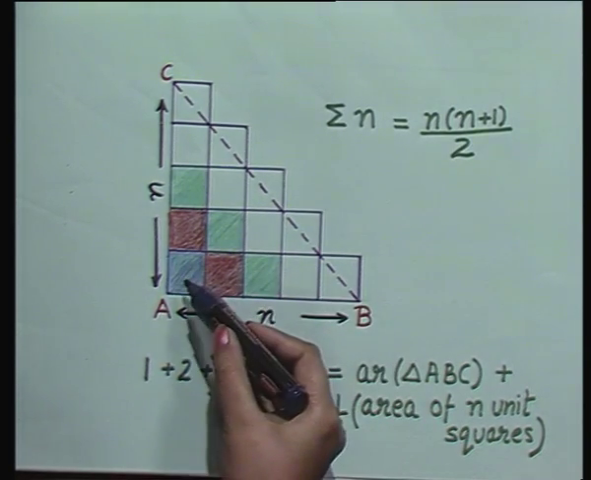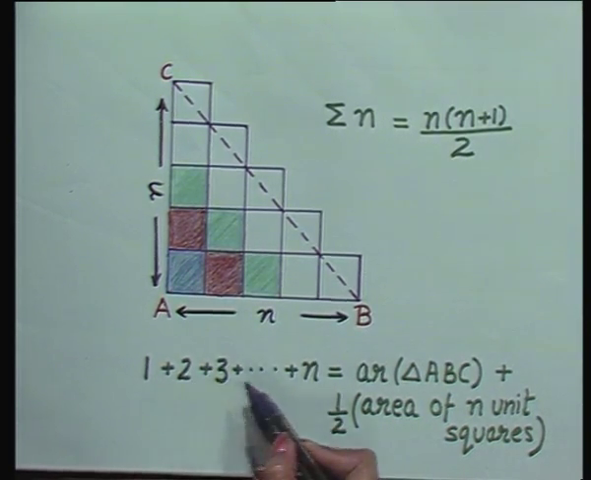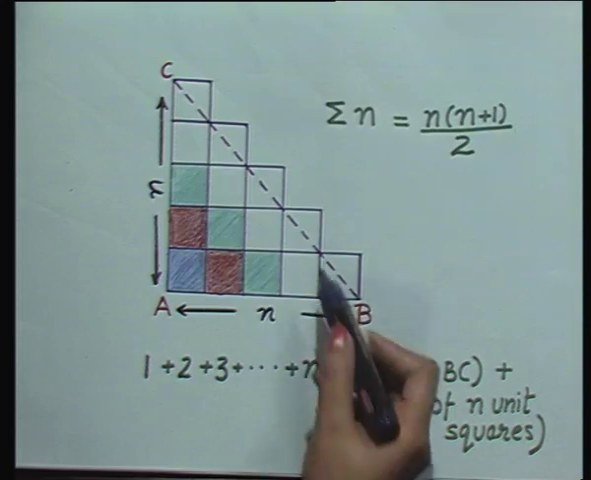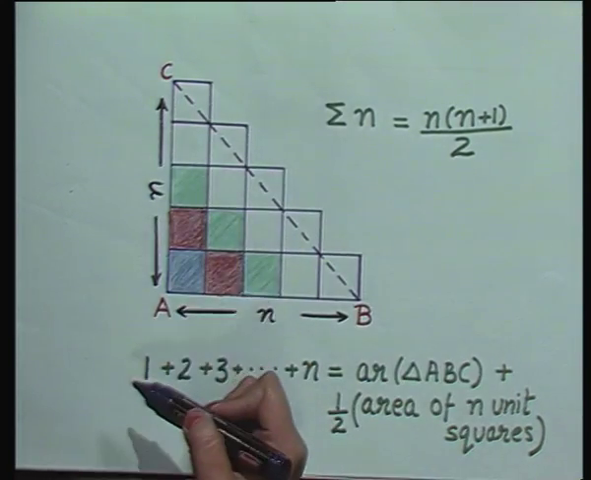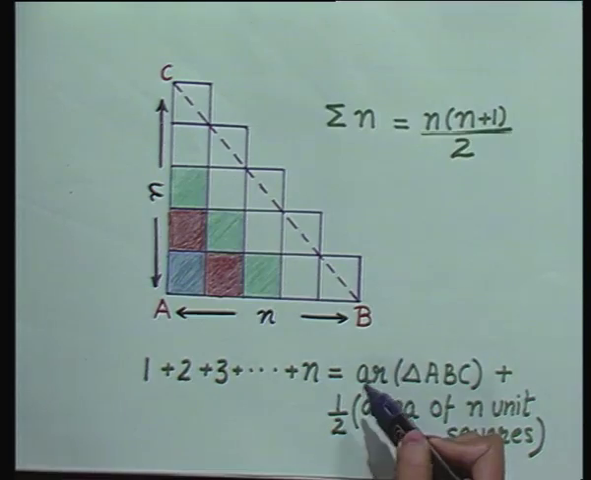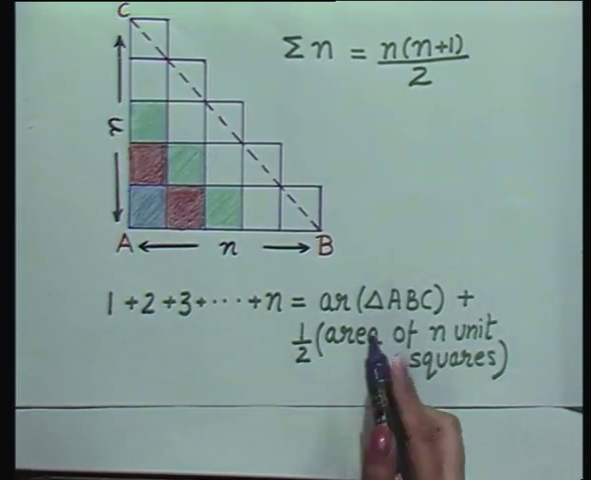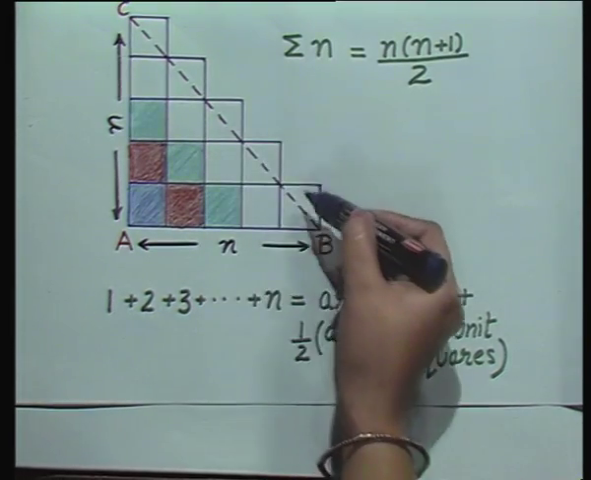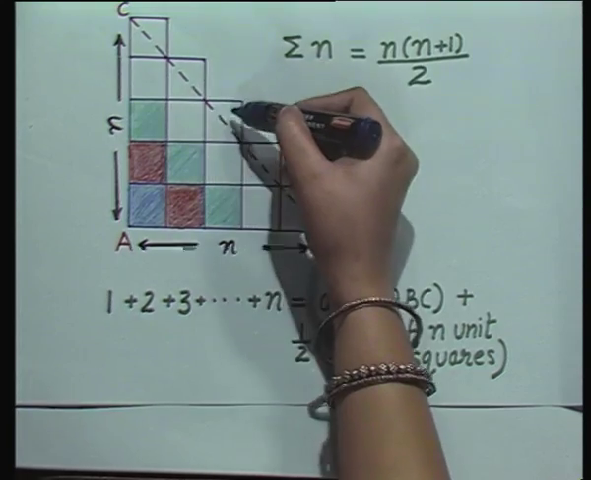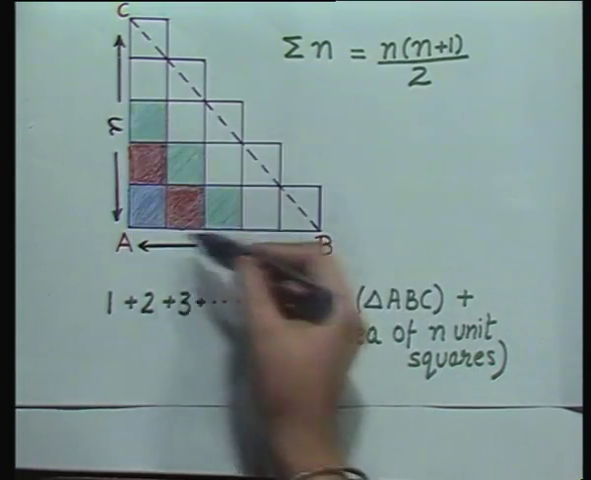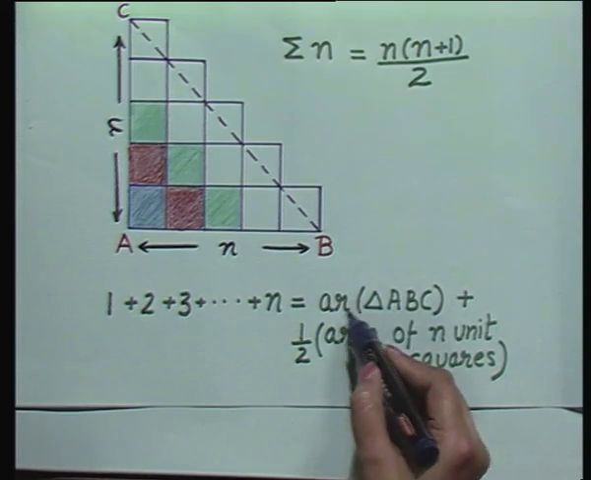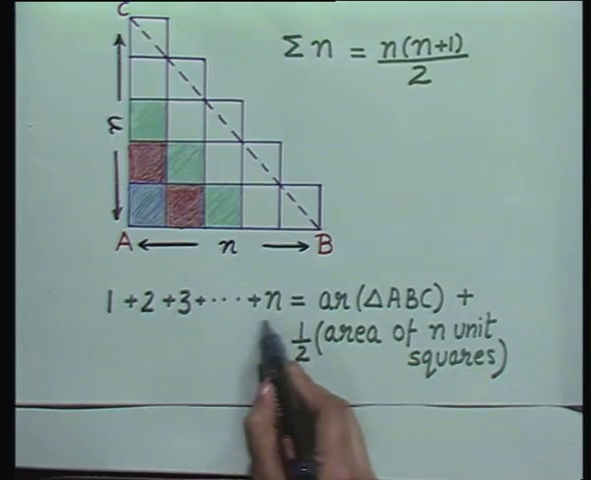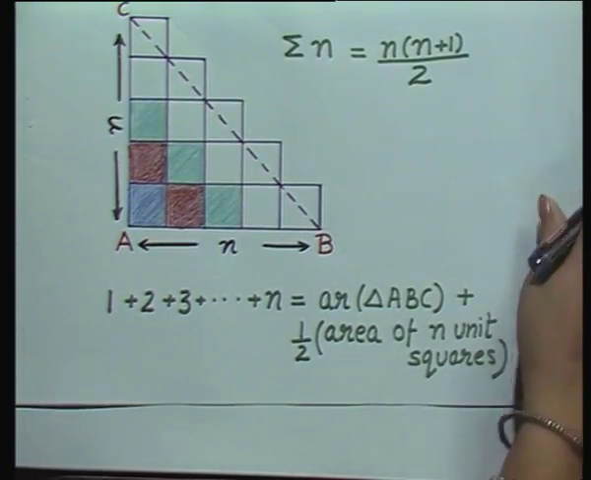Now, we are interested in adding, calculating 1 plus 2 plus 3 up to n, and as you can see now, the total sum will be equal to the area of this entire figure, and that is nothing but area of the triangle ABC plus half the area of n unit squares. Can you see here? These are the portions which are not included in the triangle ABC. And so, area of triangle ABC plus half area of n unit squares will give us this sum. Let's take a look at this quantity now.